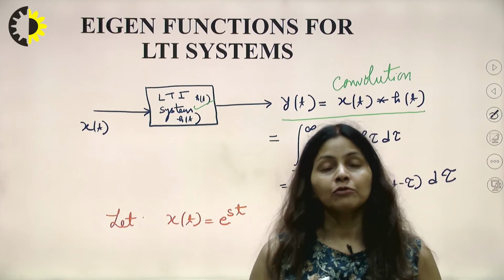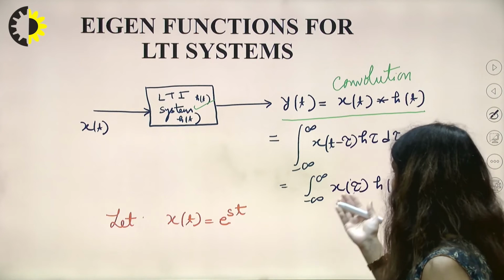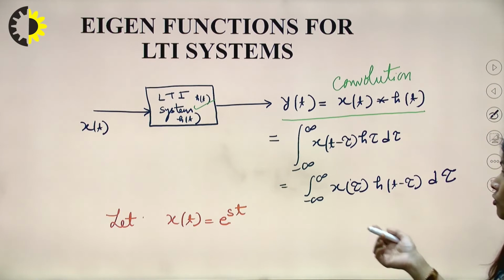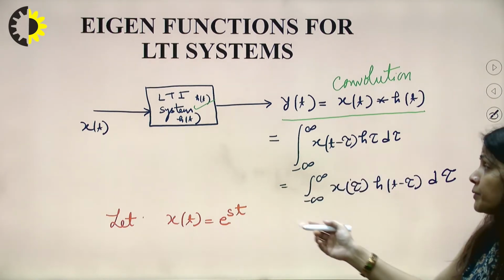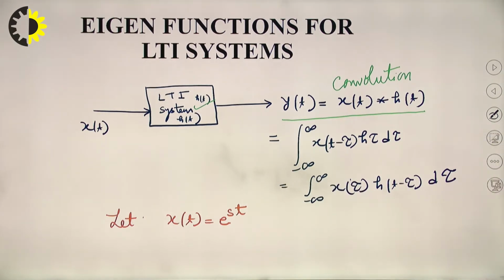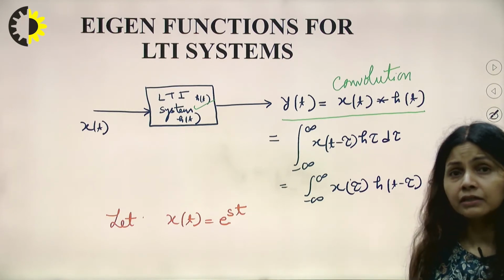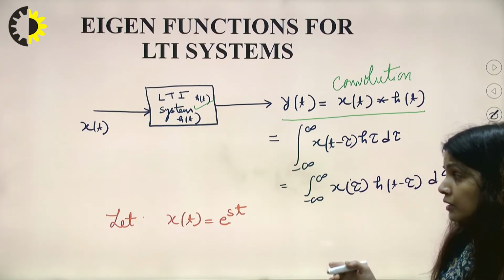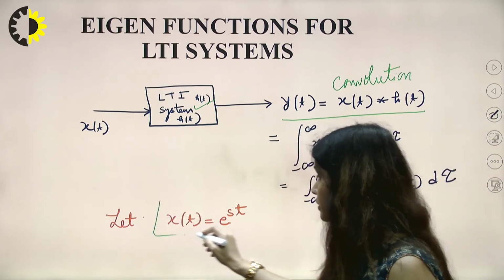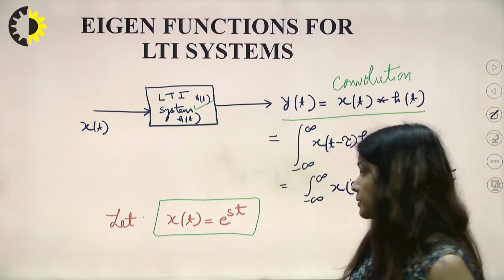Both ways we can calculate the convolution, whether I want to shift my x(t) input or I want to shift my h(t), the impulse response of the system. So this is how we represent the convolution, or the response of the LTI system, for calculating the output for the given input x(t). Suppose we give input x(t) is equal to e raised to the power st.